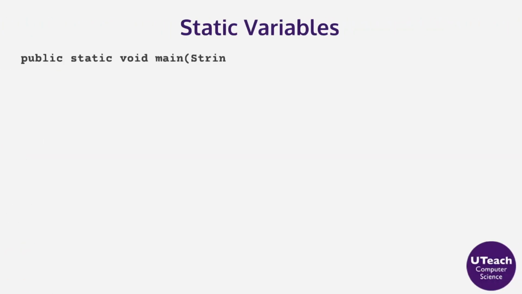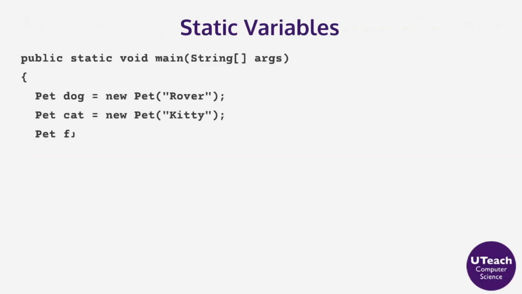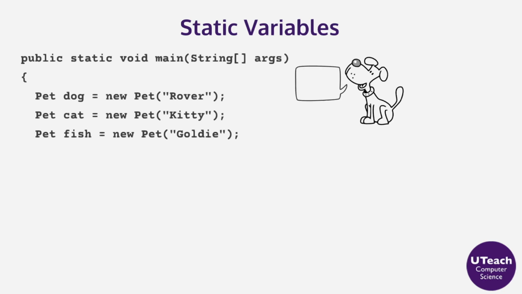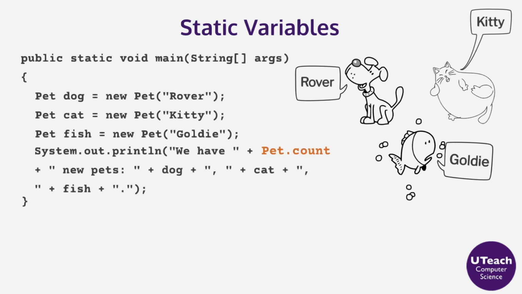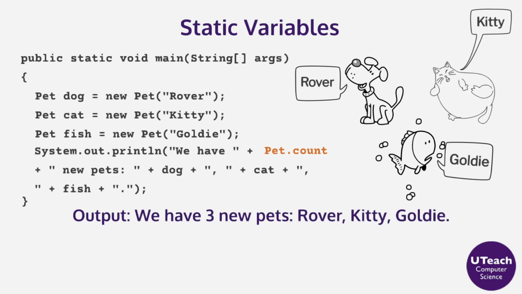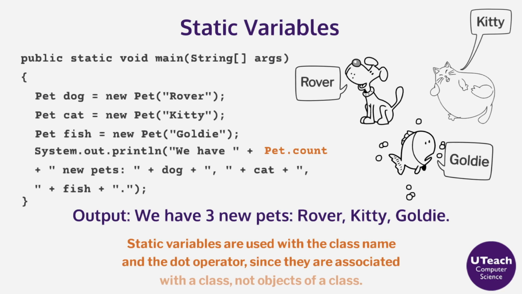This is a PetTester class with a main method. Three objects of the Pet class have been instantiated: dog, cat, and fish, and each has its own copy of the name instance variable, storing the correct value from the argument passed to the constructor. In the print statement, the count variable is displayed, which has the total number of Pet objects created. The output is, we have 3 new pets: Rover, Kitty, Goldie. Static variables are used with the class name and the dot operator since they are associated with a class, not objects of a class.